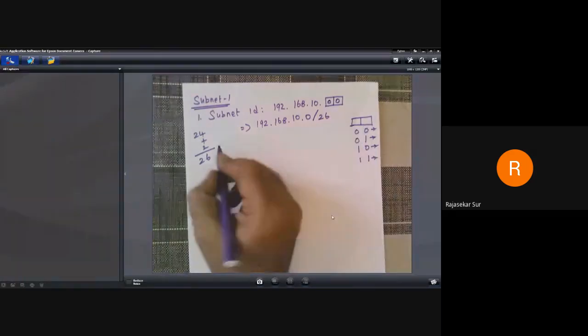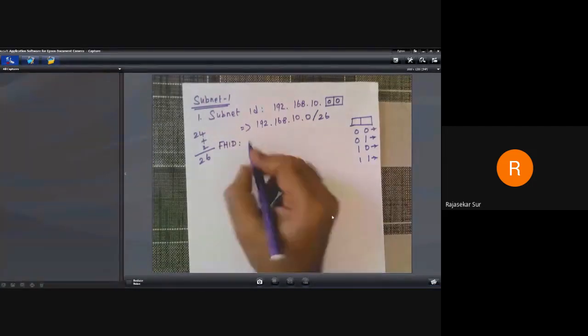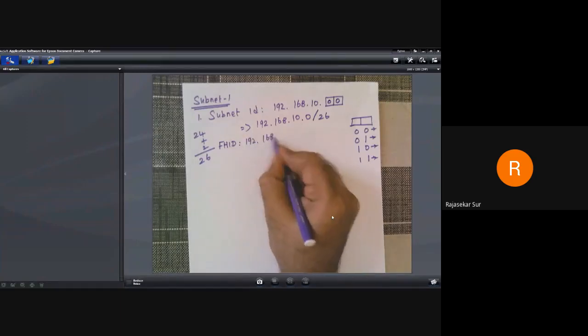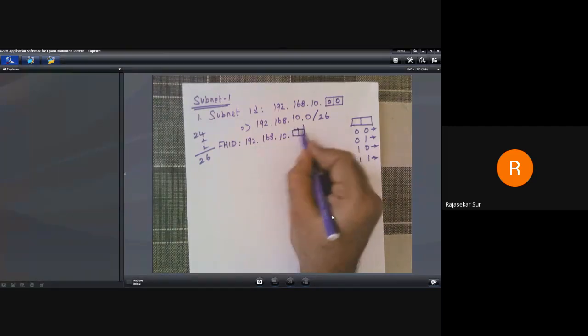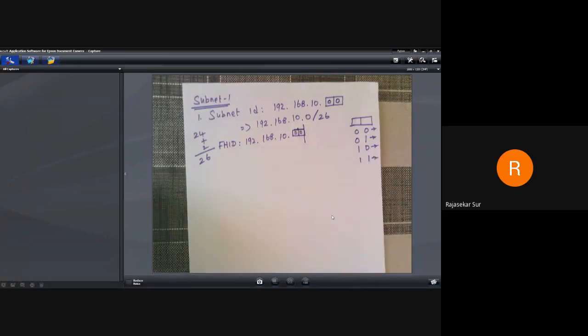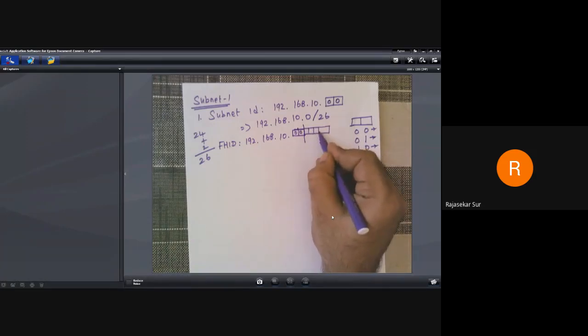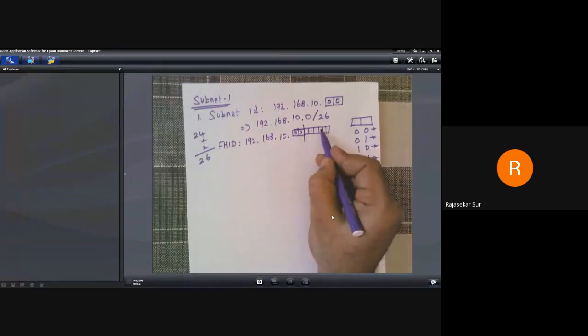Now I'm going for the next one. What is the first host ID? Okay, 192.168.10. We already borrowed 2 bits here. Already 2 bits borrowed, and we fix it 0, 0 because this is the first subnet. Then the remaining 6 bits are available here. 1, 2, 3, 4, 5, 6 bits available here.